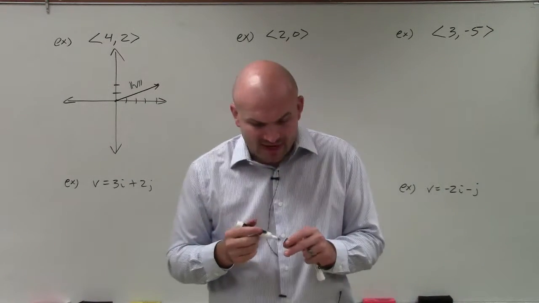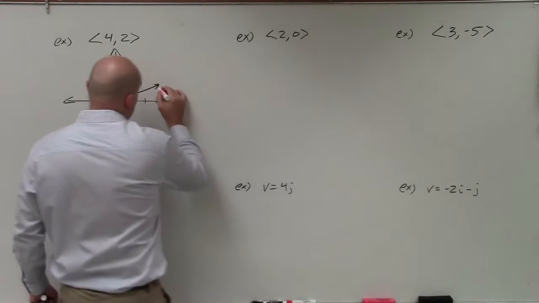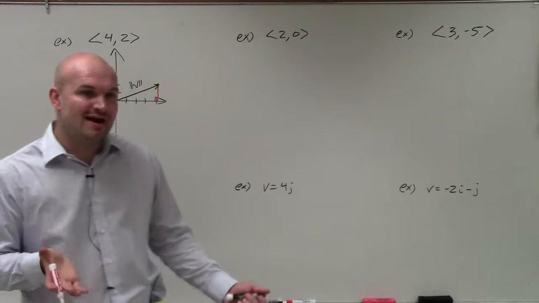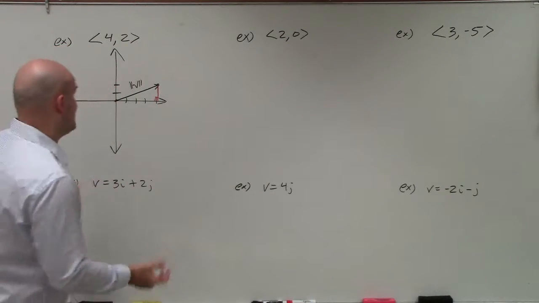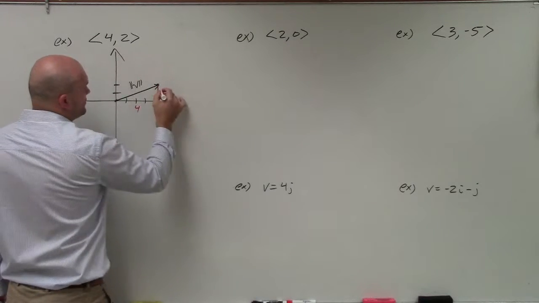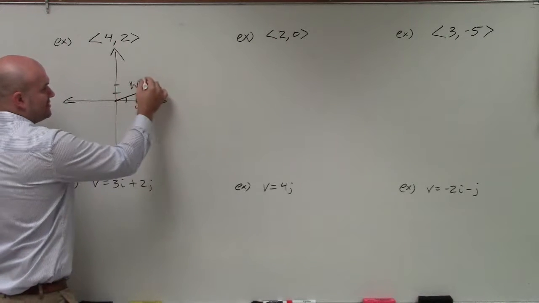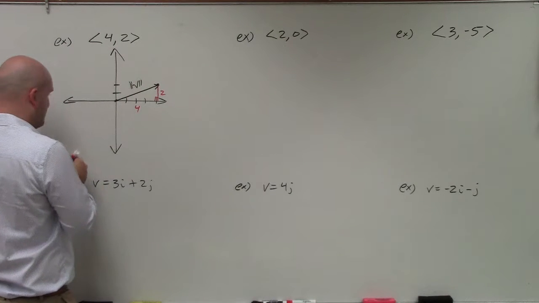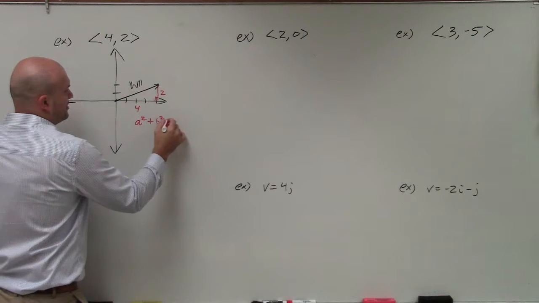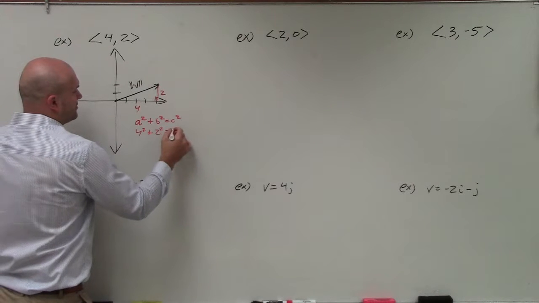Now, I left this first one up here because if you look at this, you can see that we can create a right triangle. And by creating a right triangle, we know that we can use the Pythagorean theorem. Again, remember, we traveled 4 units to the right and 2 units up, right? So how do we find the hypotenuse, which is going to represent our magnitude? Well, using the Pythagorean theorem, a squared plus b squared equals c squared. So you have 4 squared plus 2 squared equals c squared.